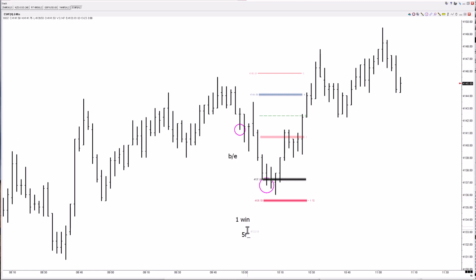5R. So we're going to look at things in R's. And R is just a risk unit. So here's my entry, here's my stop. That's one risk unit. Right? There's 2 to 1. 1, 2, that's 2. See, one risk unit, 4 to 1, that's one risk unit in between. So I made 5 risk units, and that's how I'm going to just calculate things. All right, so that one was a win.